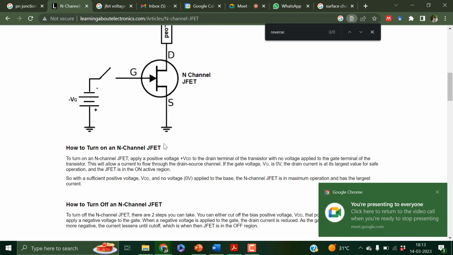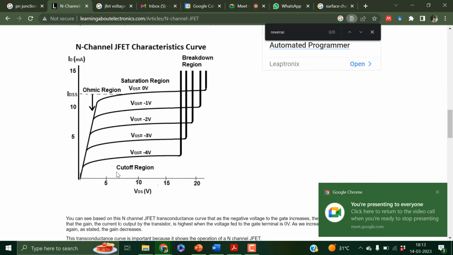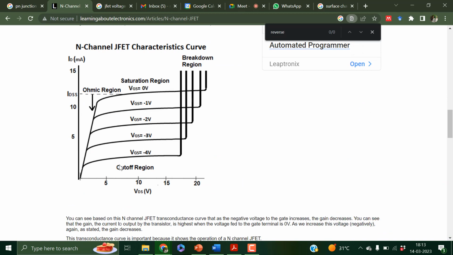So this is what she just mentioned, right? Isn't it correct, Saujanya? Yes, ma'am. Can you explain now based on this diagram?